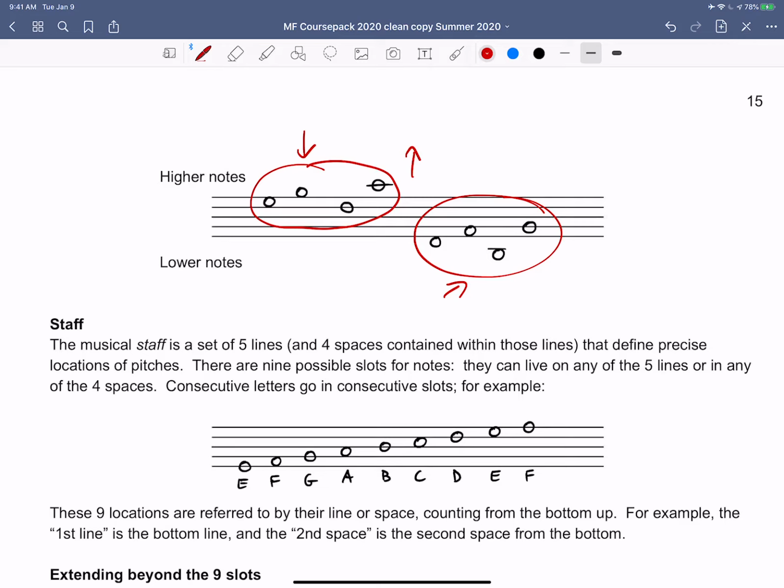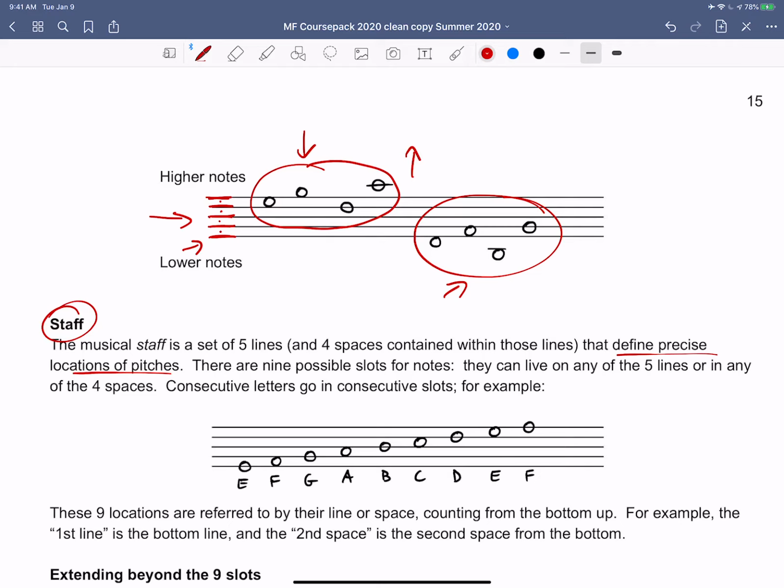Now, you've seen this symbol many times already in the text where we have these five parallel lines. That's what's called officially a staff. The musical staff, as it says here, is a set of 5 lines and in fact 4 spaces contained within those lines. So looking back up here, these are the 5 lines, of course, and then the 4 spaces, 1, 2, 3, 4, are the little slots in between the lines. And this grid, if you will, defines precise locations of pitches.